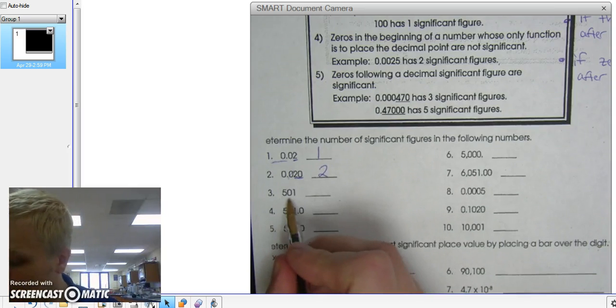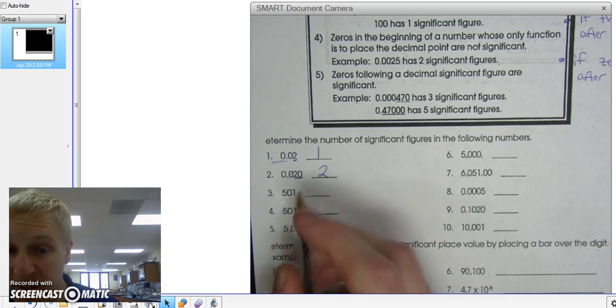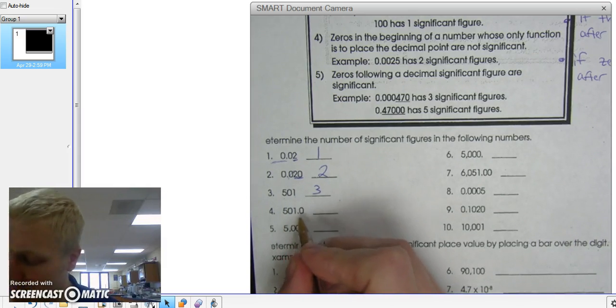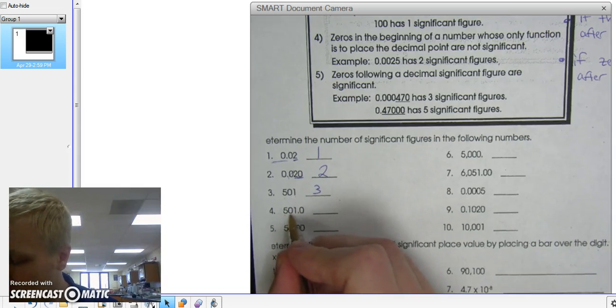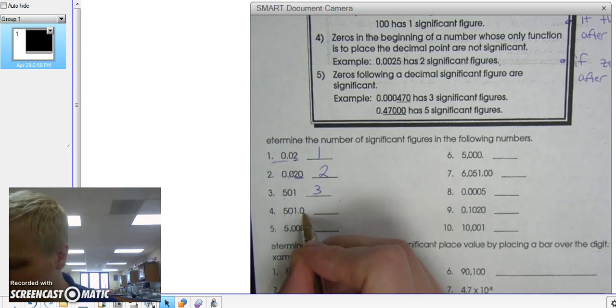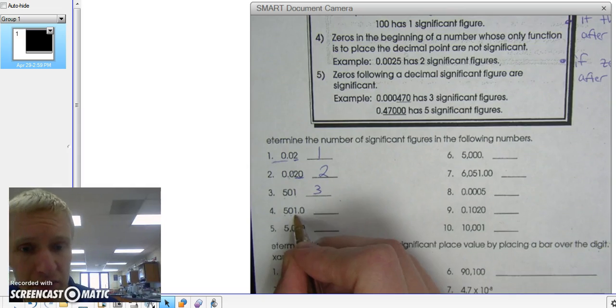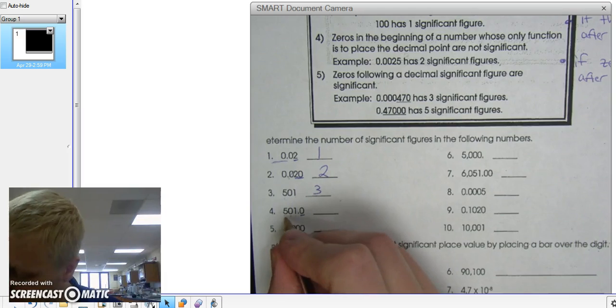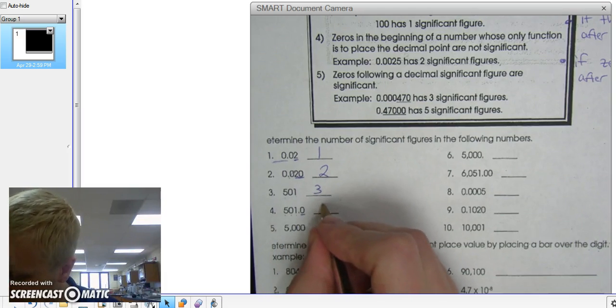Doing 501. We got 5, 0, 1. That 0 is in between 2 sig figs. Therefore, sandwich rule says it's significant. That gives us 3 significant figures. Then we got 500.0. Those 3, 5, 0, and 1, those definitely are significant because that 0 is following the sandwich rule. But now this 0, we've got, it's after a decimal, yes. It's after a sig fig, yes. So therefore, that 0 is also significant. So we're going to have 1, 2, 3, 4.